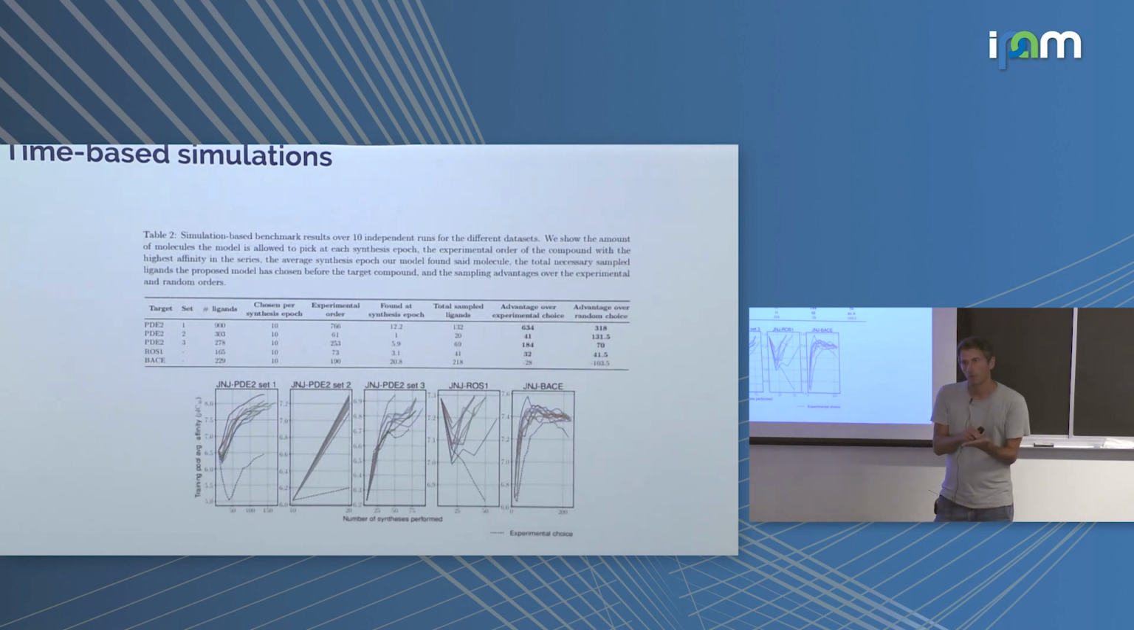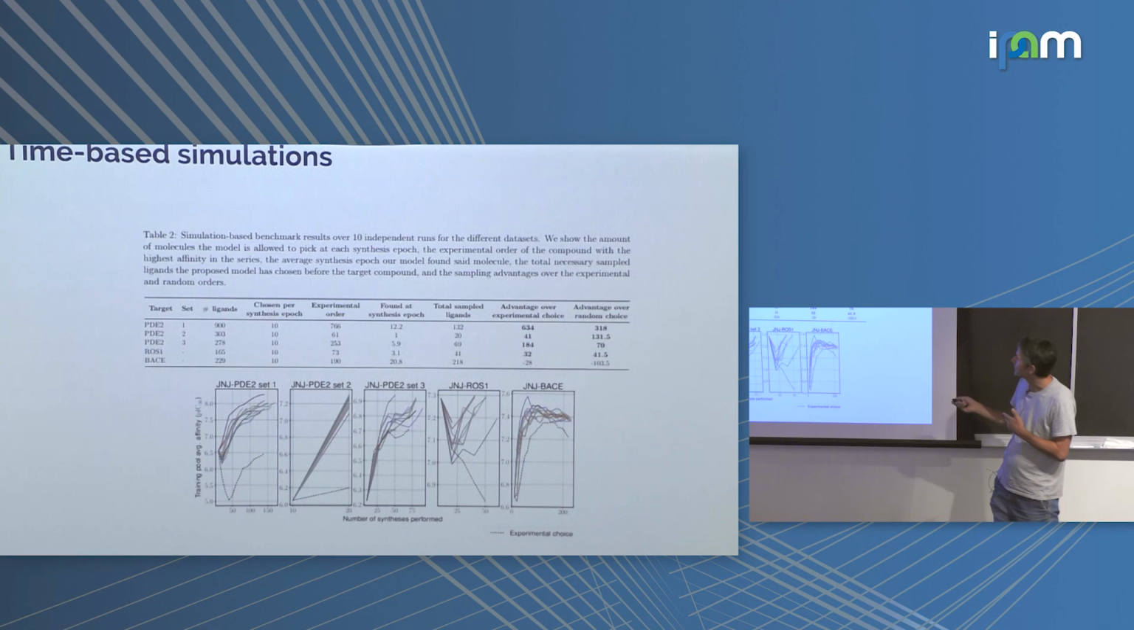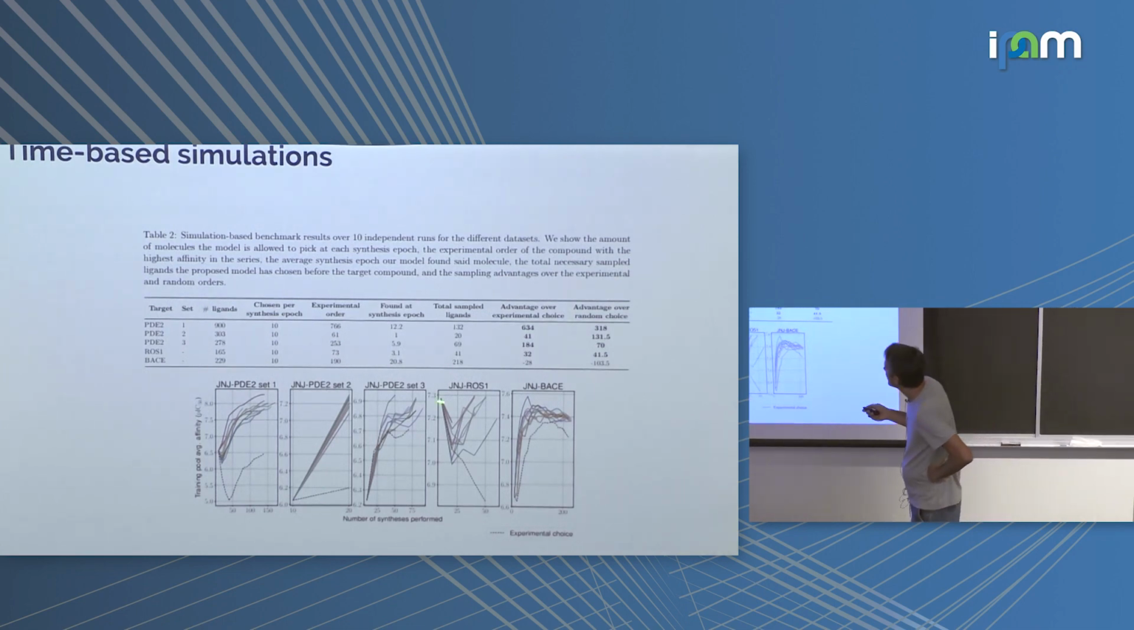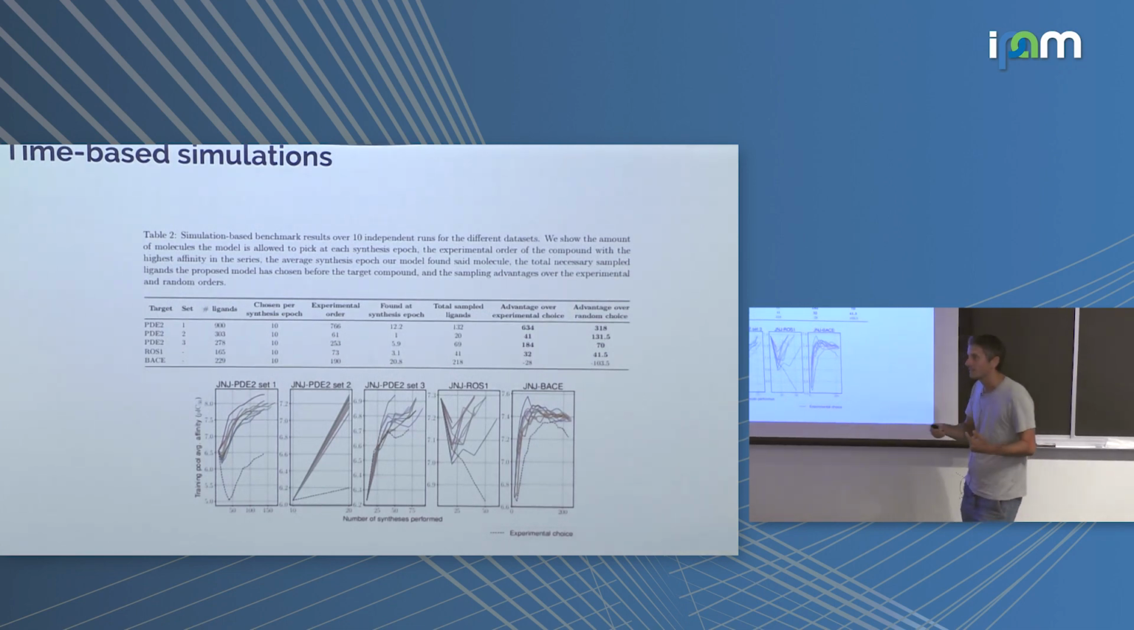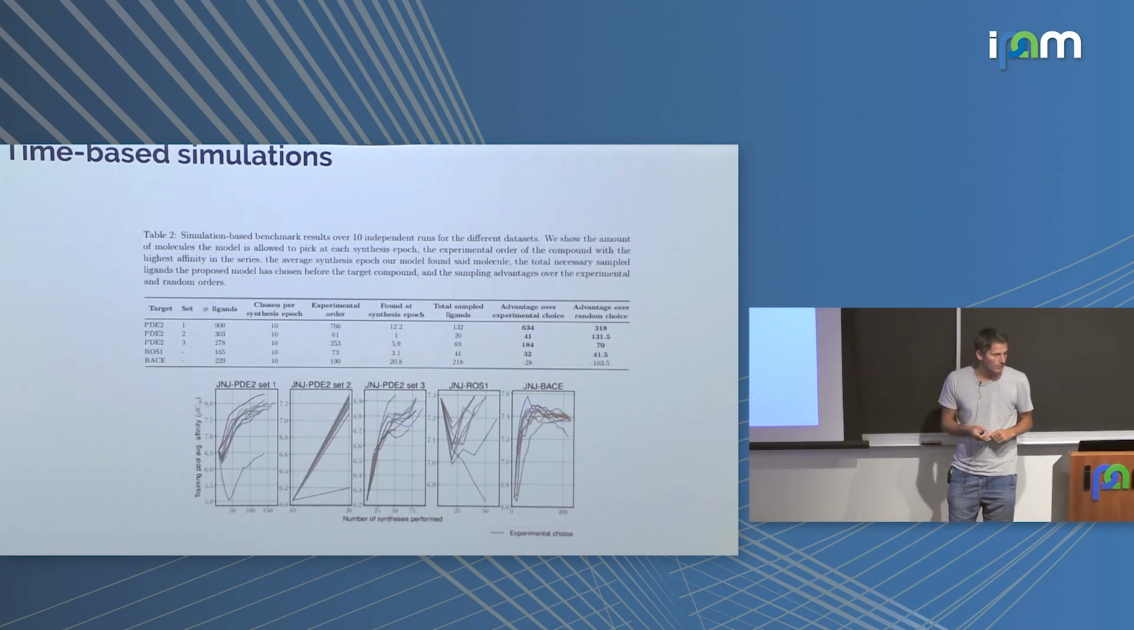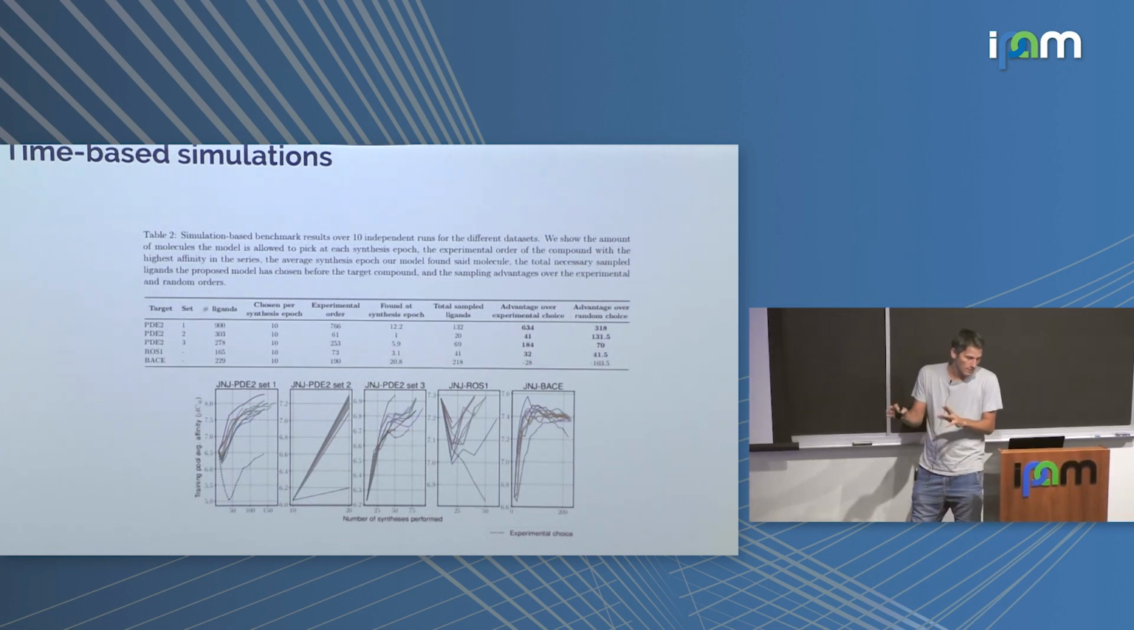And the goal was to see how many molecules we have to synthesize compared to the real world to get the most potent ligand that they had. And here, depending on the cases, we gain a factor of 6 sometimes, so you have to synthesize 6 times fewer molecules. This is of course still a simulation done afterwards, but it was just to have an idea.